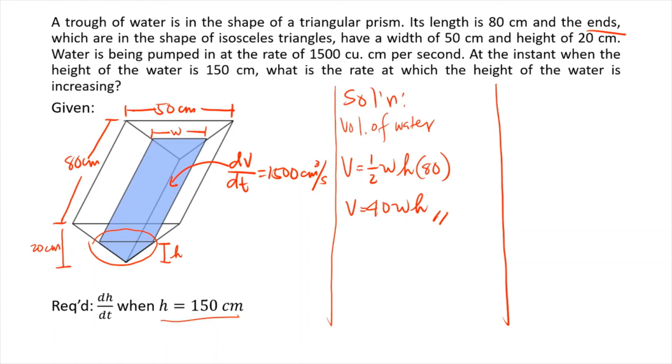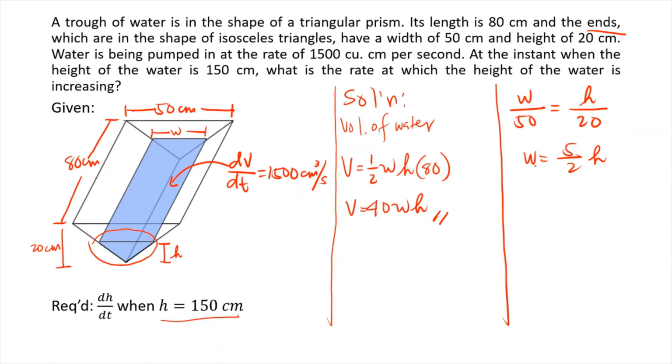Okay, so applying the concept of similar polygons, or in this case similar solids, the ratio between corresponding linear dimensions or corresponding linear measurements must be equal. So for example, if we take the ratio between the widths, that's W over 50. W is the width of the water, which is in the shape of a triangular prism, and 50 is the width of the bigger triangular prism, which is the trough, right? This must be equal to the ratio between the heights. The height of the water is H, and the height of the trough is 20 centimeters. So that's 20. Okay, so let's solve for W. We get 5 over 2 H.